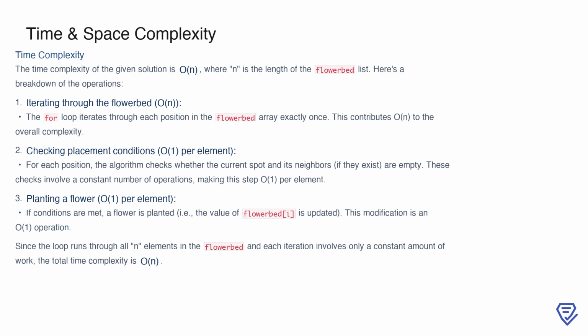Additionally, if the conditions are met, the algorithm modifies the value of the current position to reflect the placement of a flower, which is also an O(1) operation. Since all these steps are linear in the number of elements and involve only constant work per iteration, the overall time complexity of the algorithm is O(n).